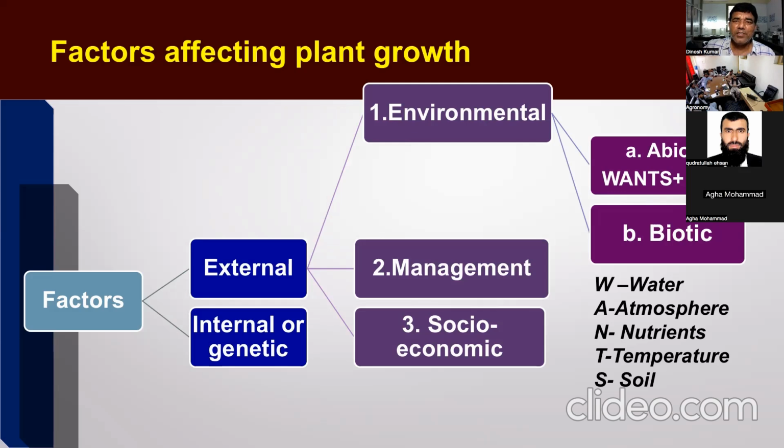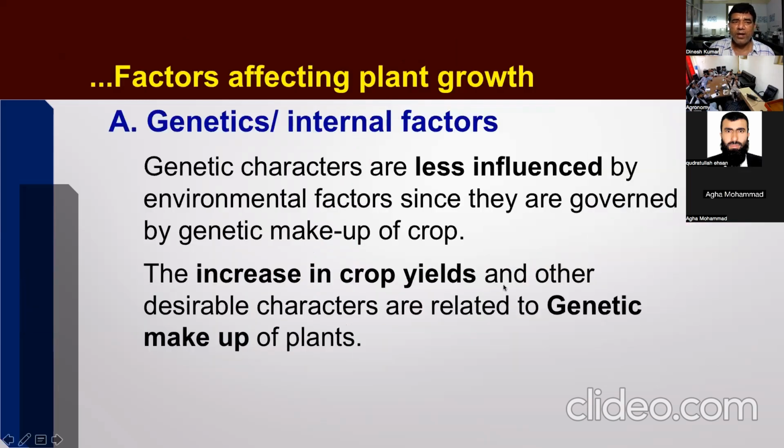Similarly, social factors like educational status: a farmer who is educated can manage the crops better than a farmer who is uneducated. So social and economic factors affect the growth. These are the factors, and now we will discuss them one by one. First of all, let us see how the genetic or internal factors affect the growth.